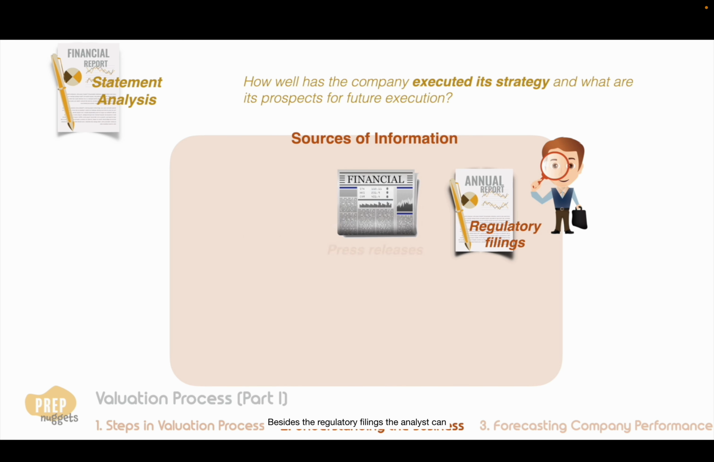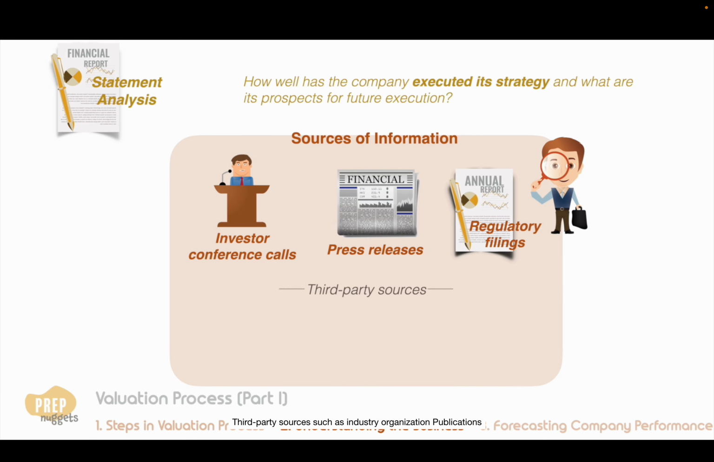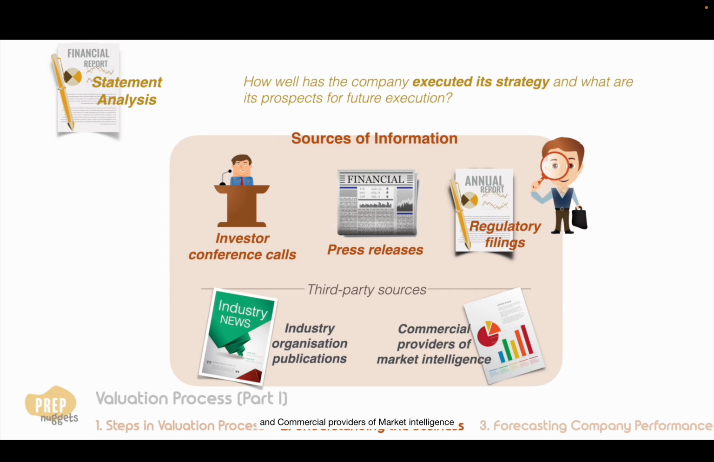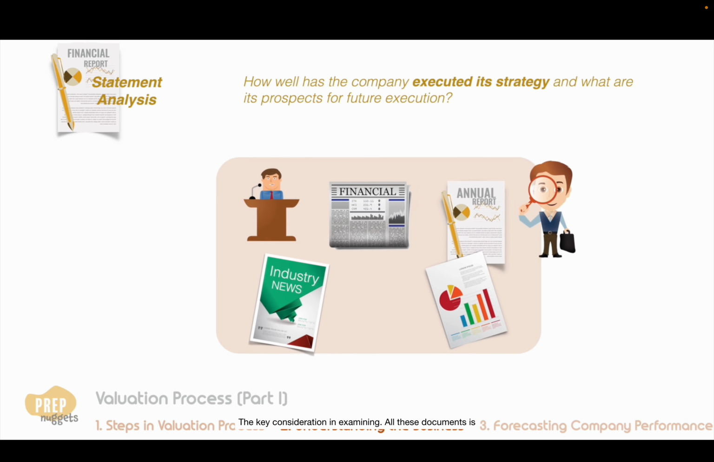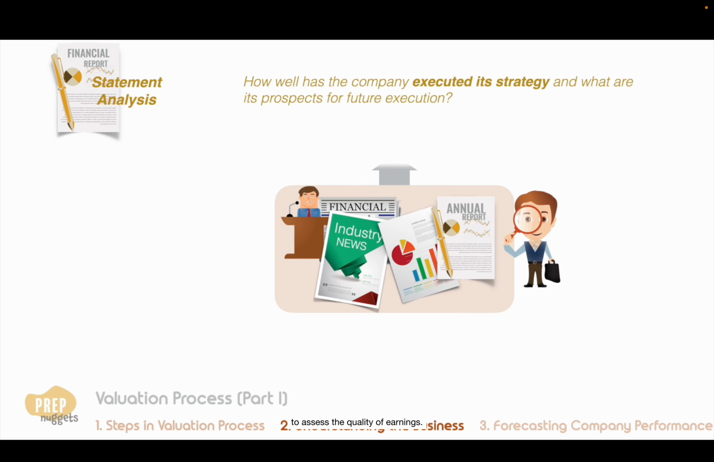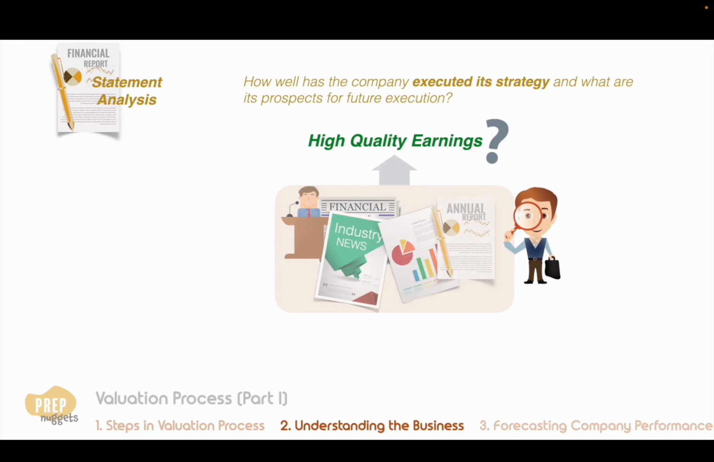Besides the regulatory filings, the analyst can search for press releases and investor relations materials like recordings of investor conference calls. Third-party sources such as industry organization publications and commercial providers of market intelligence may also be referenced. The key consideration in examining all these documents is to assess the quality of earnings. We've learned this earlier in FRA, so we'll just highlight some of the key points here.